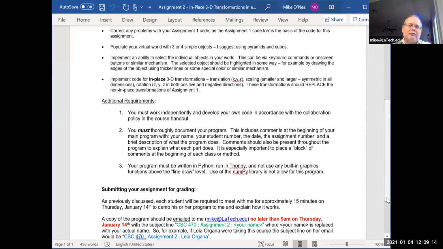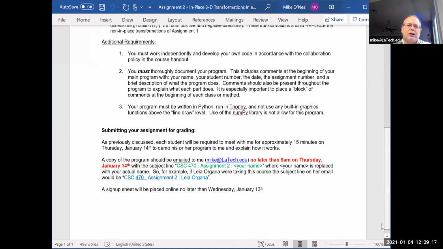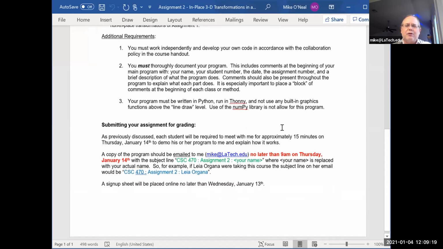The additional requirements are the standard thing: work independently, develop your own code. You must thoroughly document the program, or Mike will take points off. As in assignment 1, always include comments at the beginning of your main program with your name, student number, the date, the assignment number, and a brief description of what the program does. Comments should also be present throughout the program to explain what each part does. You should also have a comment block at the beginning of each method or class.